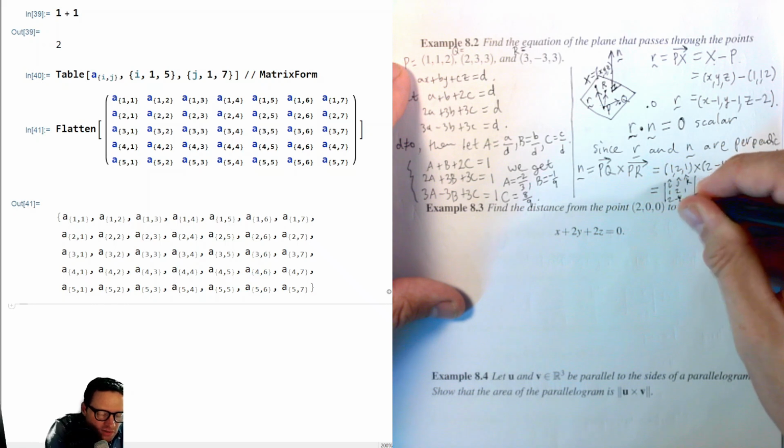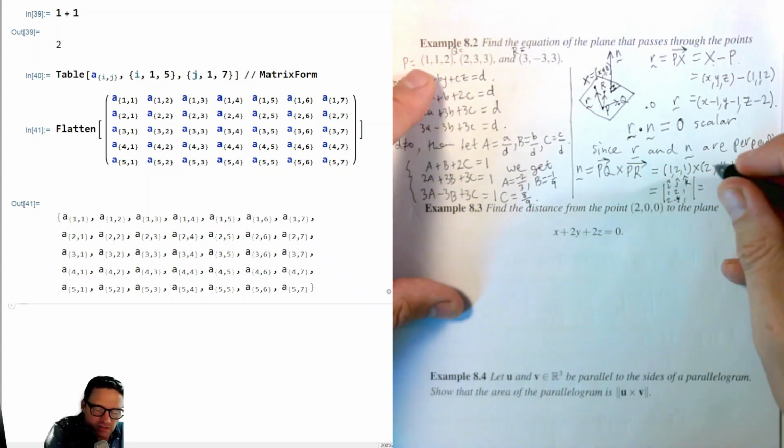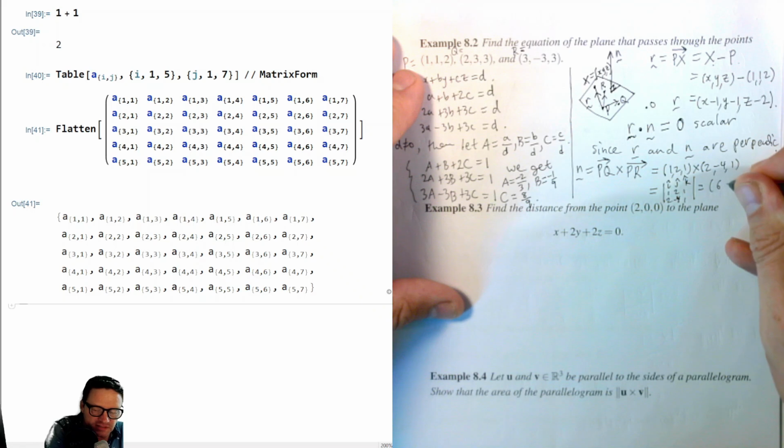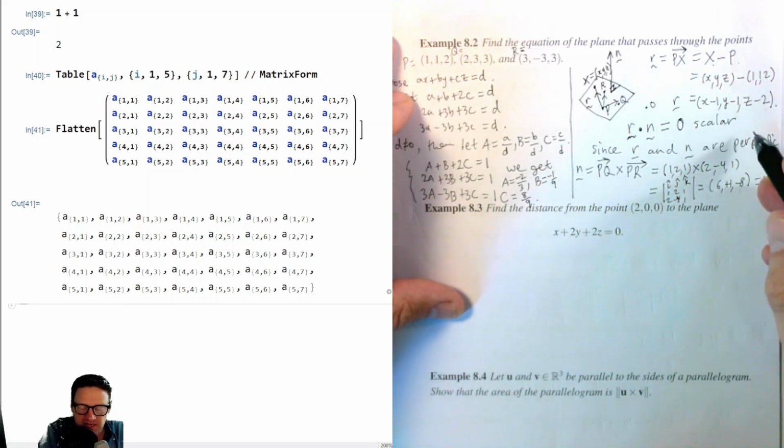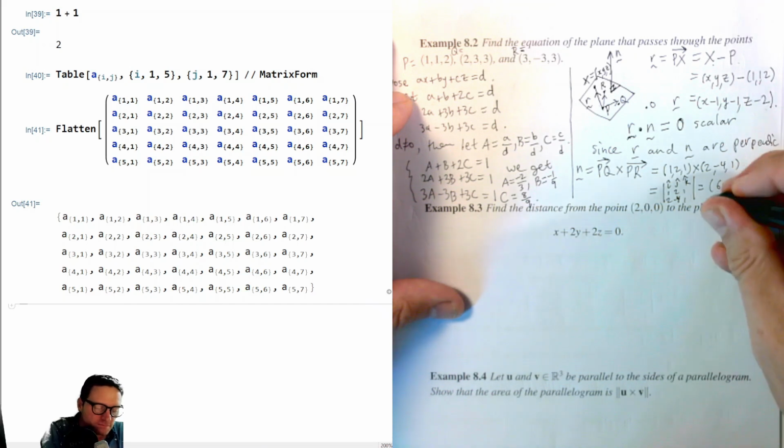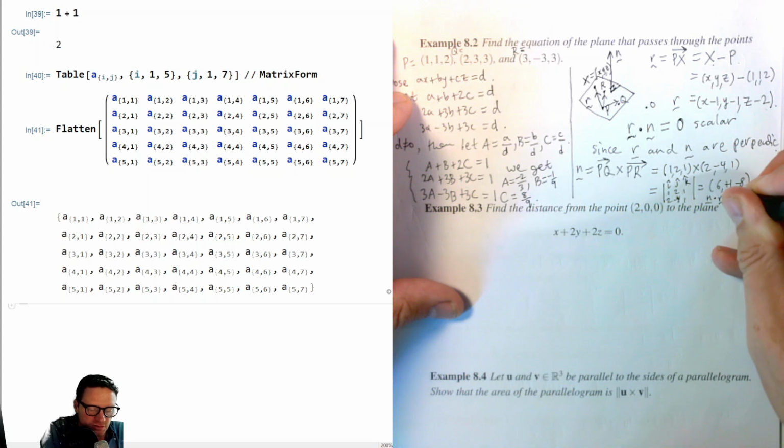Okay, and that cross product gives us a vector. It's the vector 6, minus 6, plus 1, minus 8. So we have n, this is n, and we have r, this is r. So taking the dot product of n and r, n dot r should be equal to 0.